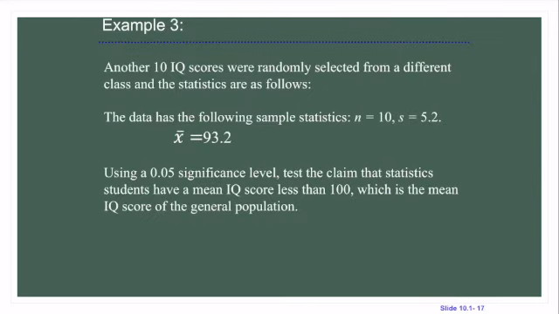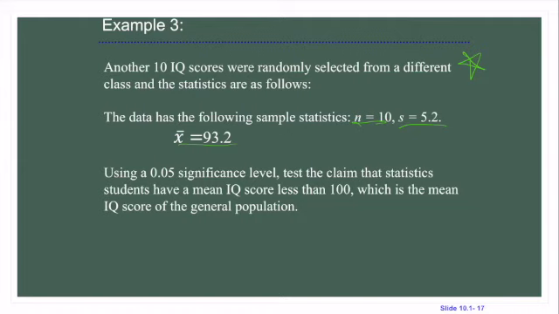Let's say we take another 10 IQ scores from a randomly selected different class, and the statistics are as follows. So this is definitely not my class. You guys are too smart. So n equals 10, our sample standard deviation is 5.2, and my sample mean is 9.3. I want to test, using a 0.05 significance level, that statistics students have a mean IQ score less than 100, which is the mean of the general population.